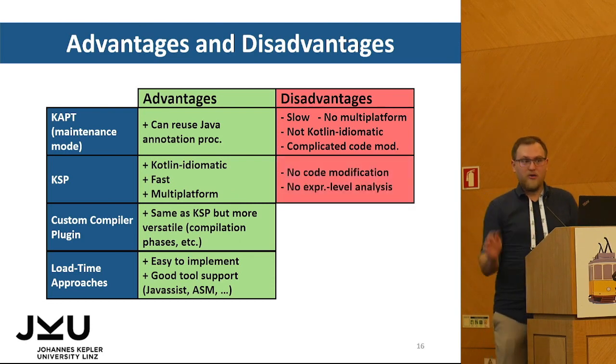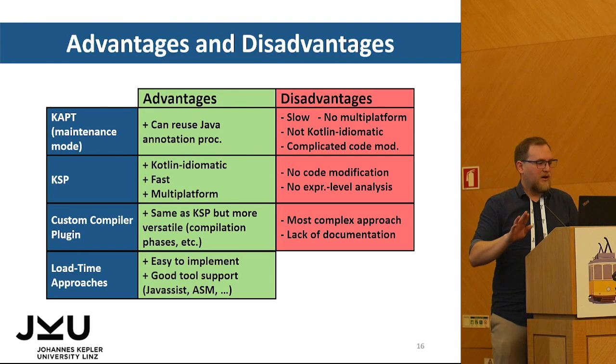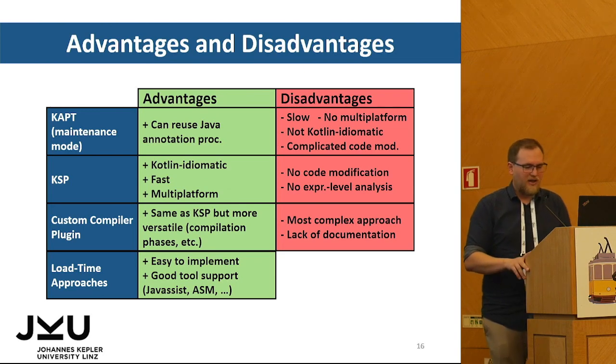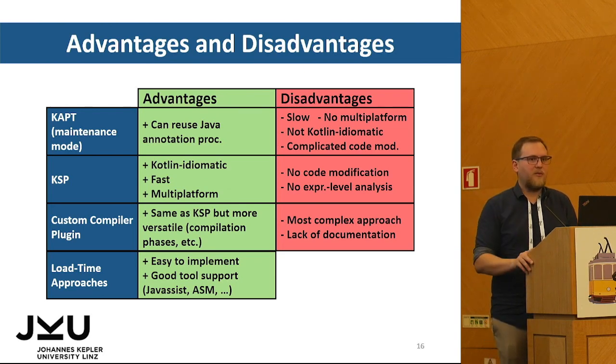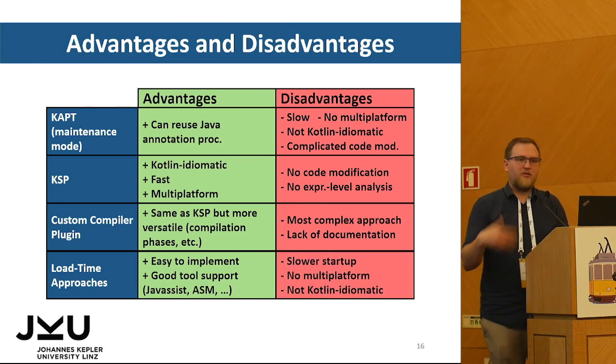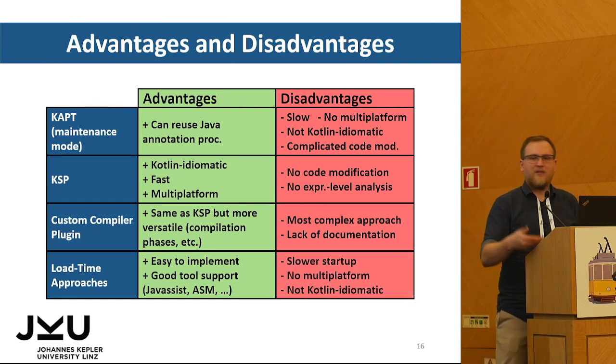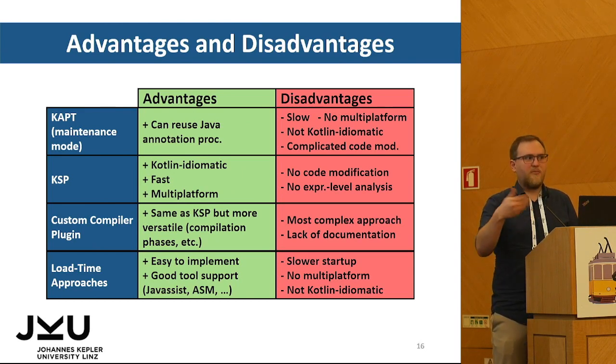KSP has no code modification at all, only new code generation, and no analysis on expression level. Custom compiler plugins are very complex and really lack documentation. I really hope that there is something happening in the future now that K2, the new compiler by JetBrains, is introduced. And load time approaches slow down the startup, are not multi-platform but JVM specific, for example, and also do not know about Kotlin specific stuff, but Java agents have been written for Java, but can be used with Kotlin.